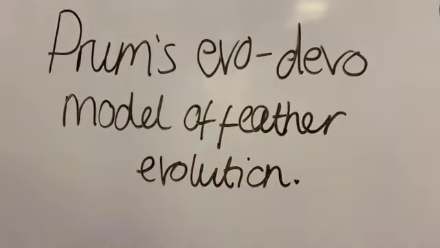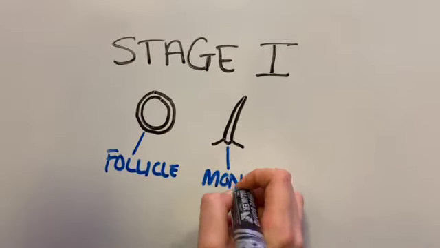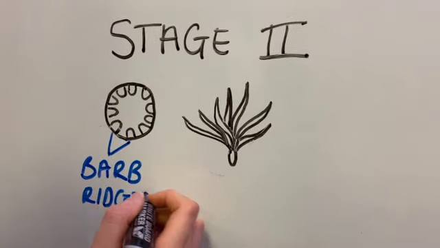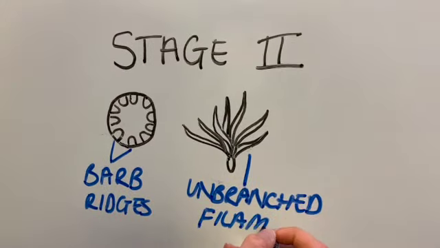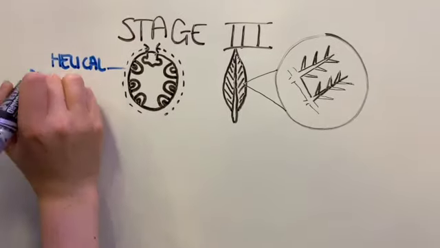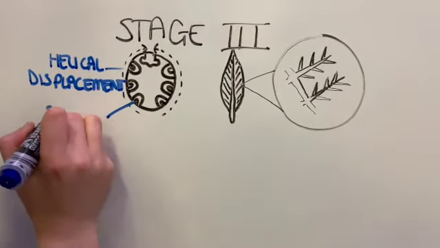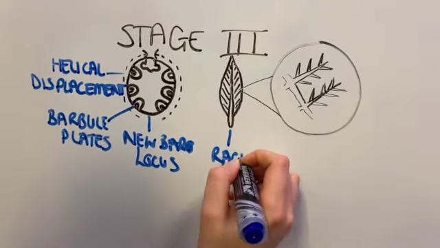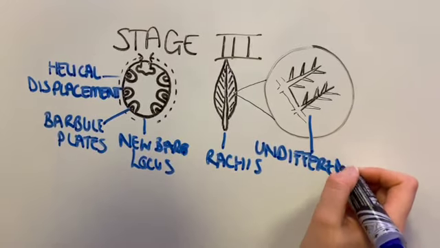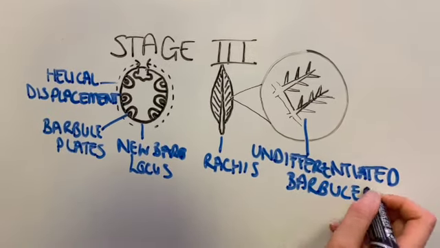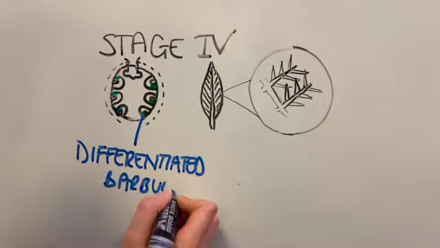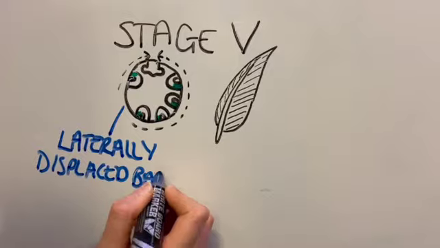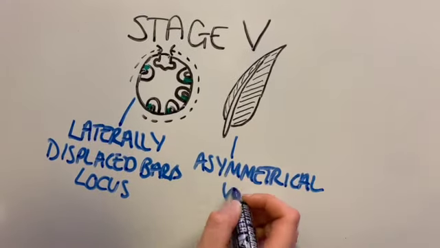His Evo-Devo model of feather evolution starts with the first feather follicle, which was undifferentiated and produced a monofilamentous feather. The follicle then differentiated into barb bridges, producing a tuft of unbranched filaments. Helical displacement of barb bridges and formation of a posterior barb locus could then evolve, as well as differentiation of the peripheral cells of barb bridges to produce pairs of barbules. The order of these steps is uncertain, but together they produced a bilaterally symmetrical feather with a rachis and secondary branching. Evolution of barbules enabled development of differentiated barbules that interlock, and formation of the posterior barb locus enabled development of asymmetry through lateral displacement of this locus.